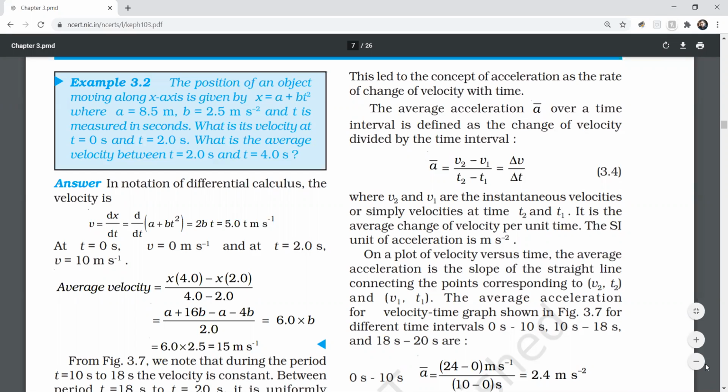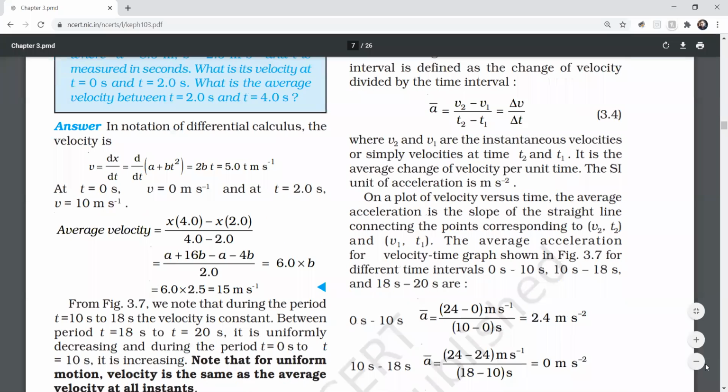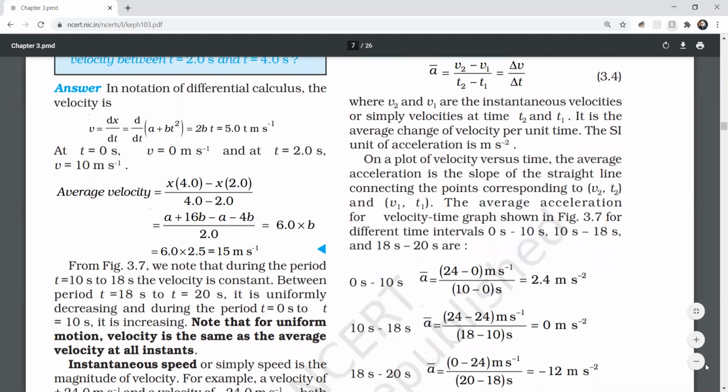So they have given an example: between 0 to 10 seconds, 10 to 18 seconds, and 18 to 20 seconds, the average acceleration. How will you calculate that? So we know that the velocity started from 0 and went to 24.